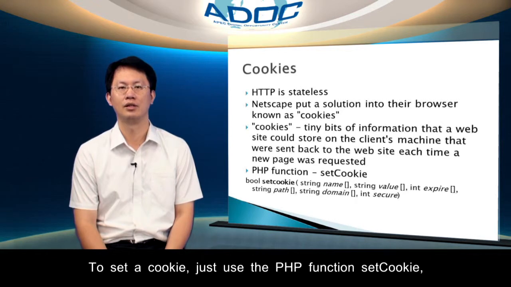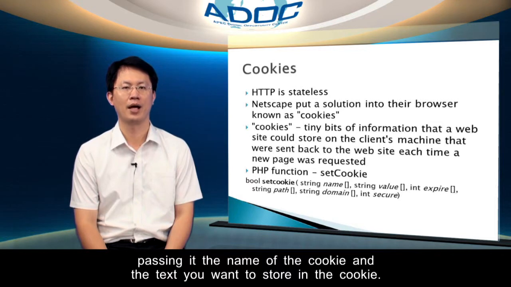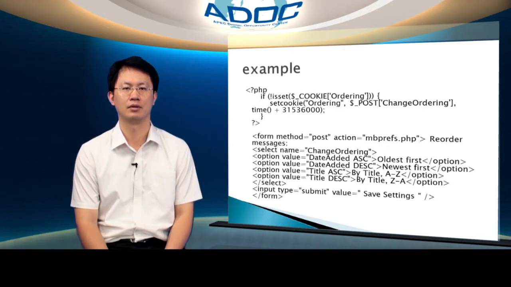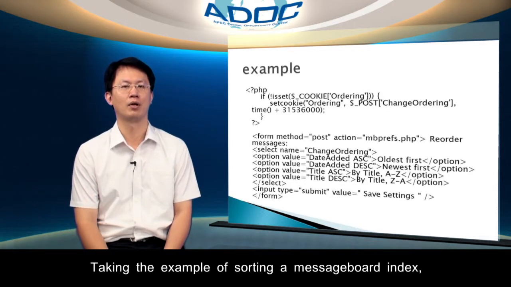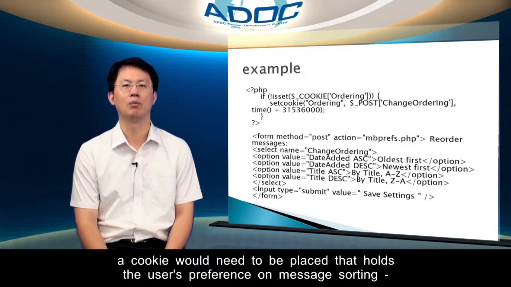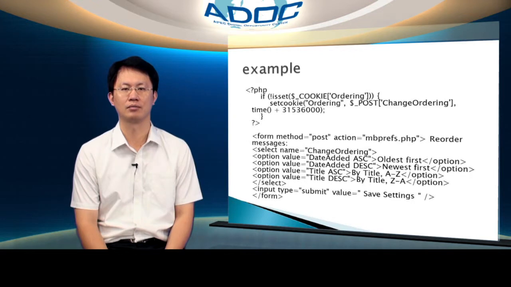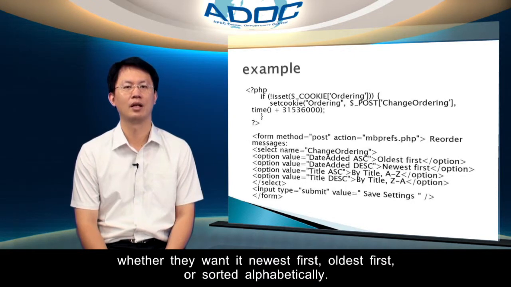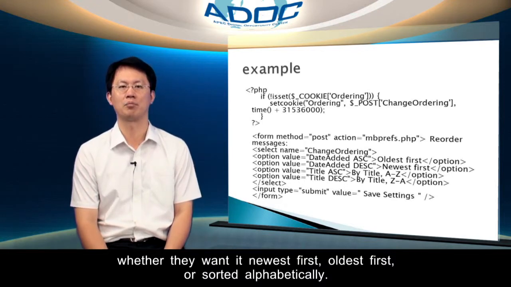To set a cookie, just use the PHP function setcookie, passing it the name of the cookie and the text you want to store in the cookie. Taking the example of sorting a message board index, a cookie would need to be placed that holds the user's preference on message sorting, whether they want it newest first, oldest first, or sorted alphabetically.